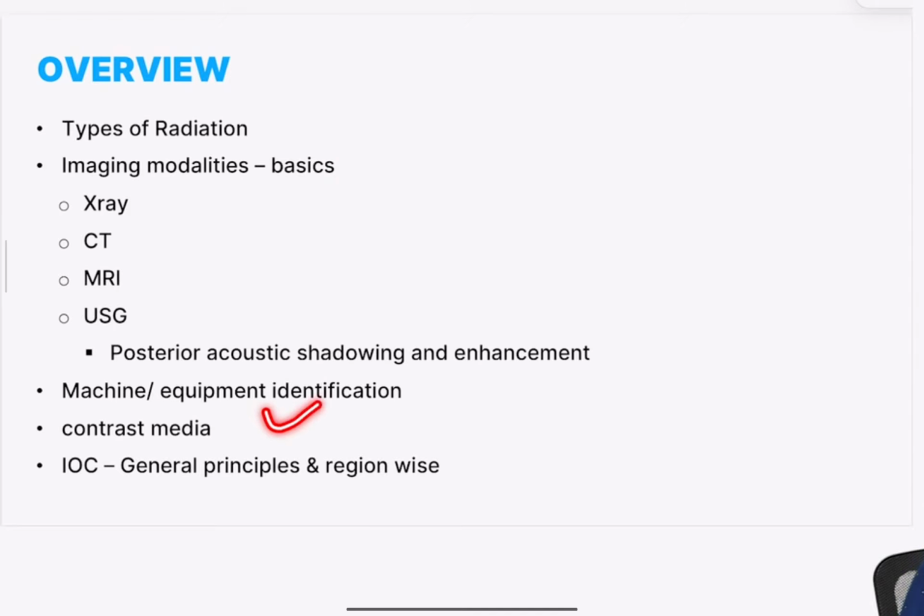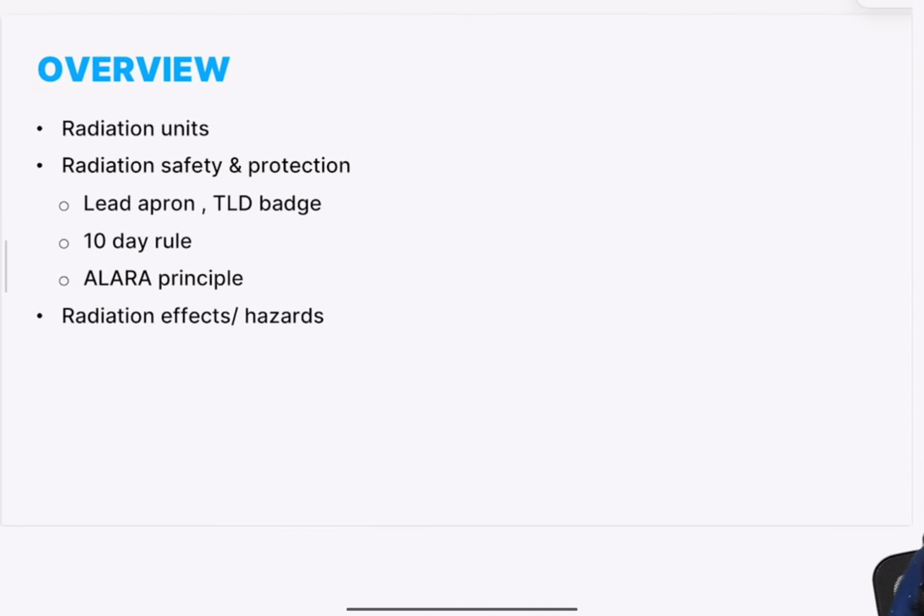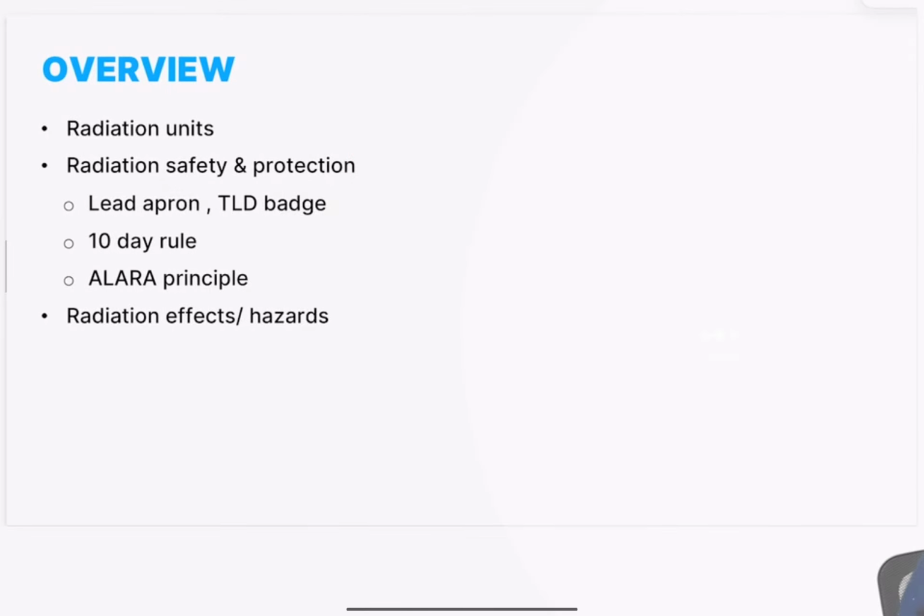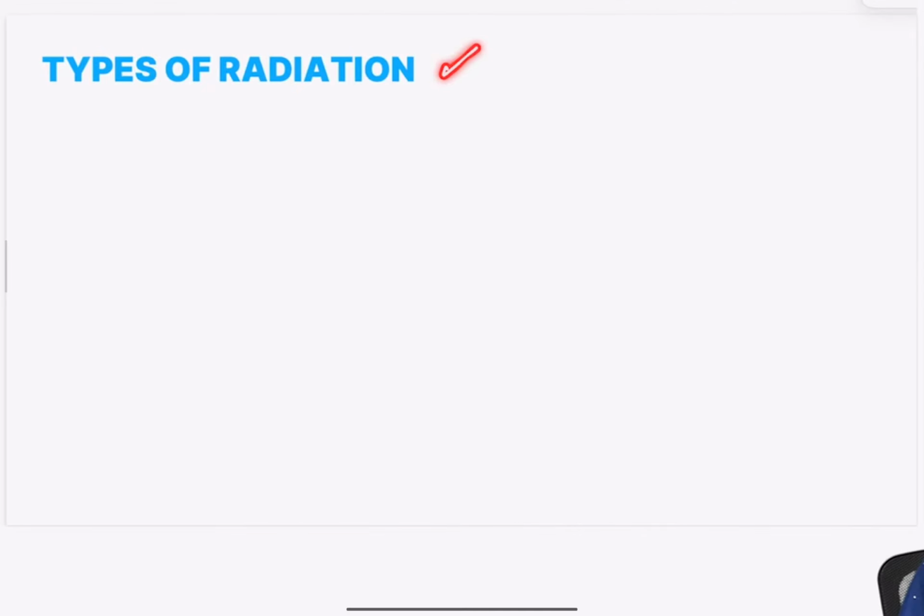The various imaging modalities, we will have the various investigation of choice, general principles, contrast media, radiation units. So let's start with types of radiation. The types of radiation can be electromagnetic radiation or particulate radiation.